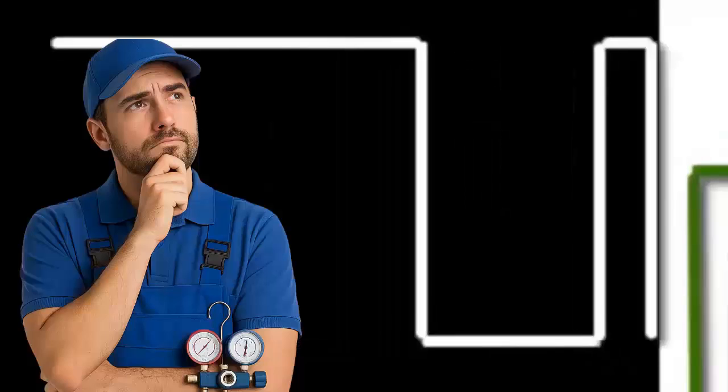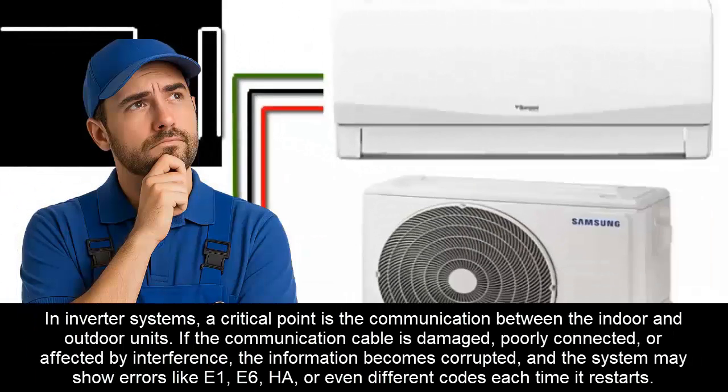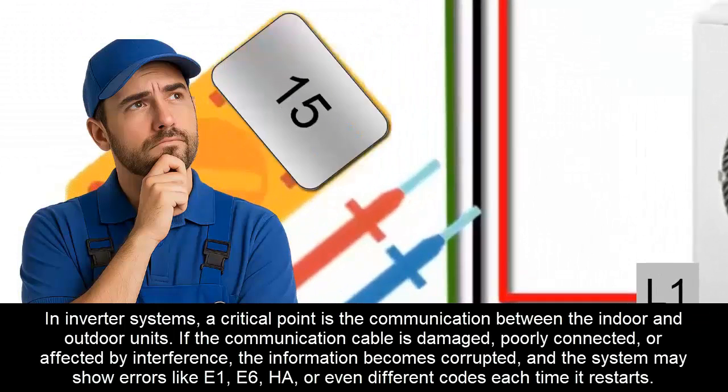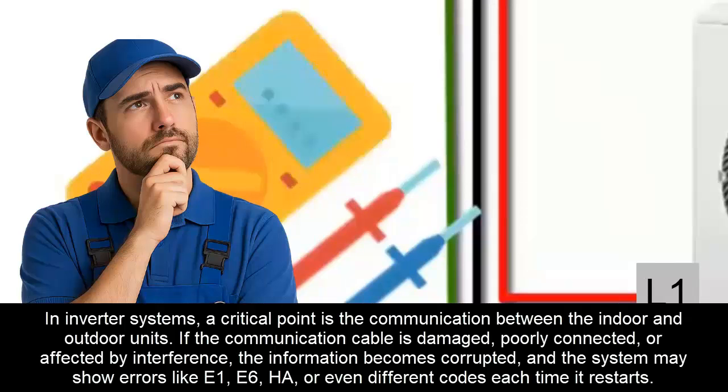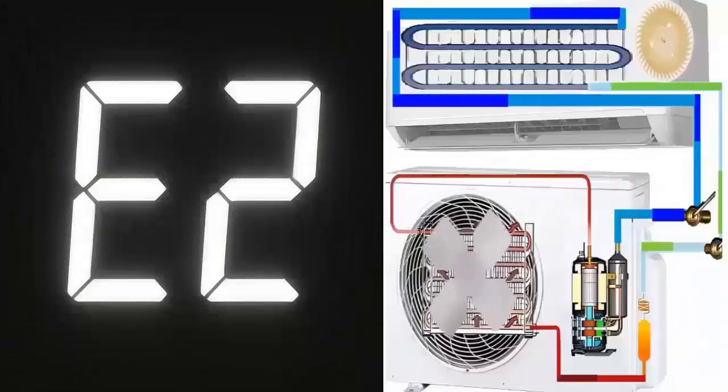In inverter systems, a critical point is the communication between the indoor and outdoor units. If the communication cable is damaged, poorly connected, or affected by interference, the information becomes corrupted, and the system may show errors like E1, E6, HA, or even different codes each time it restarts.